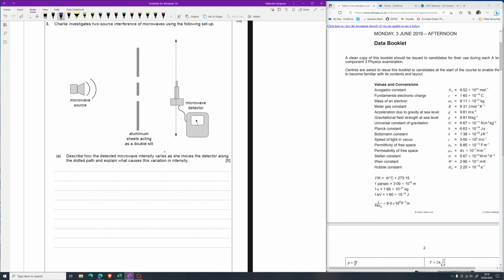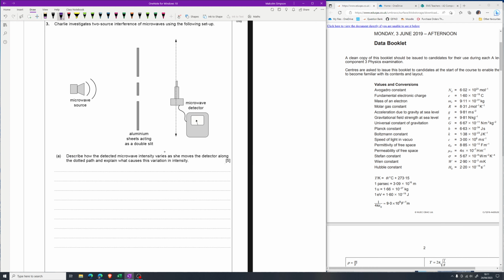5 marks for this. Describe how the intensity varies as she moves the detector along the dotted path and explain what causes the variation. So basically this is a double slit diffraction pattern, and we have to explain the nature of the pattern really. 2 parts to the question: describe and explain. So I'll start with the description.